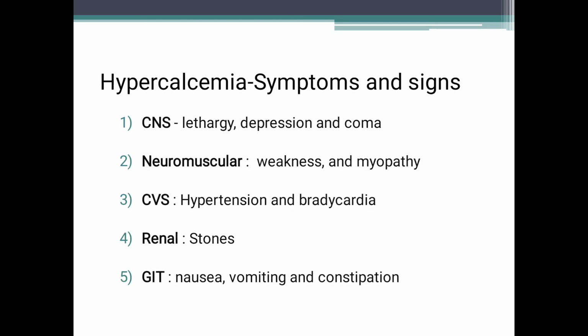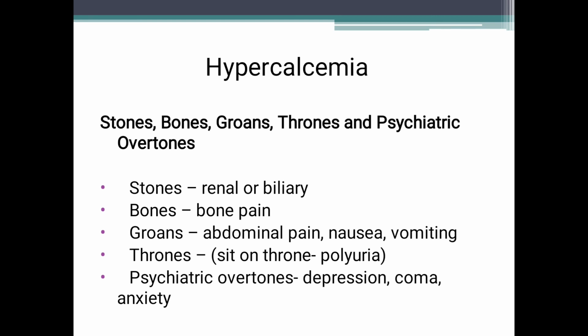Now the signs and symptoms of hypercalcemia. In the CNS, they have lethargy, depression, coma. You have neuromuscular weakness, myopathy, and there will be hypertension, bradycardia, mainly stones, renal stones, and you have nausea, vomiting, constipation. For hypercalcemia, they say: stones, bones, groans, thrones, and psychiatric overtones. When the CNS is affected, it is called psychiatric overtones.